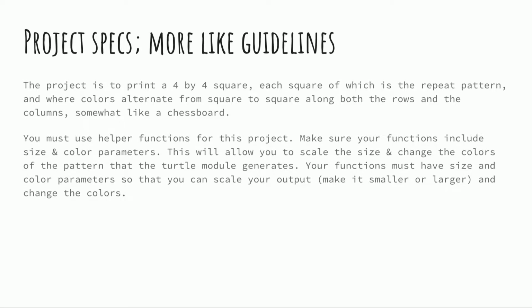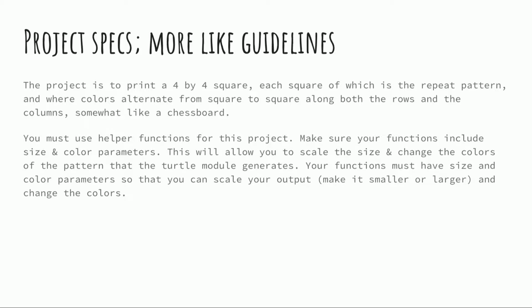Now the project specs, or more like guidelines, if you will, albeit they are the specifications, is to print a 4x4 square, with each square repeating a pattern, and the pattern's colors alternate from square to square, along both the rows and the columns, so the end result will look like a chessboard, or checkers board, I suppose.